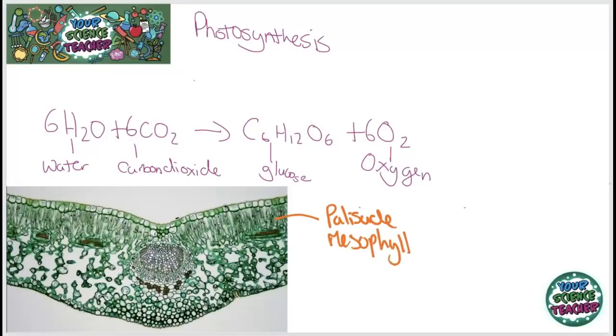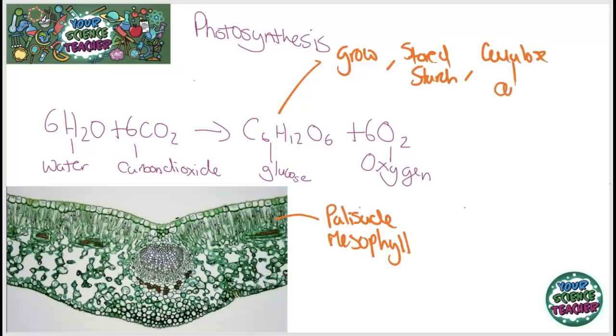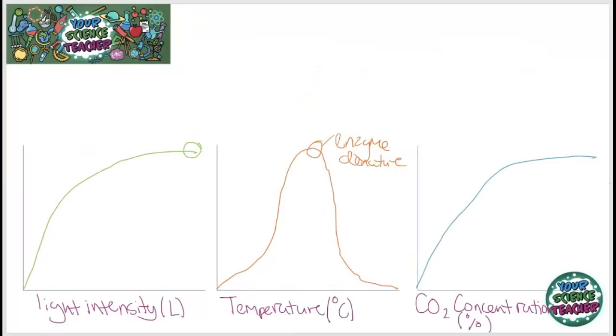Now, it's incredibly important that your plants make enough glucose. Some of that is used to grow. Some of it will be stored as starch. Some of it is converted to cellulose, which is used to make cell walls, which is incredibly important to provide rigidity to your plant cells. So your plants are perfectly adapted to photosynthesize all the way from the roots all the way up to your leaves. Now, photosynthesis can be affected by a few things.